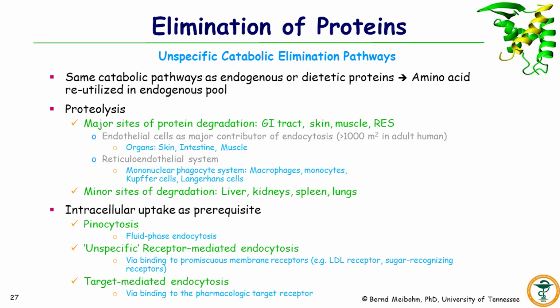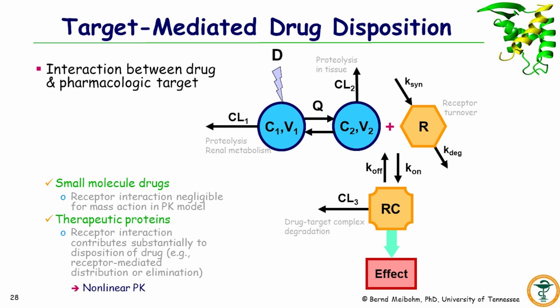Target-mediated endocytosis is then the binding to the pharmacologic target receptor, for example, a membrane-standing receptor that can then be internalized with the therapeutic protein receptor complex, and this complex can then be internalized and further processed in the cell and ultimately lead to the degradation of the therapeutic protein. Target-mediated drug disposition is one feature that many therapeutic proteins exhibit, and that is basically the interaction with their target receptor that then also contributes an elimination process.